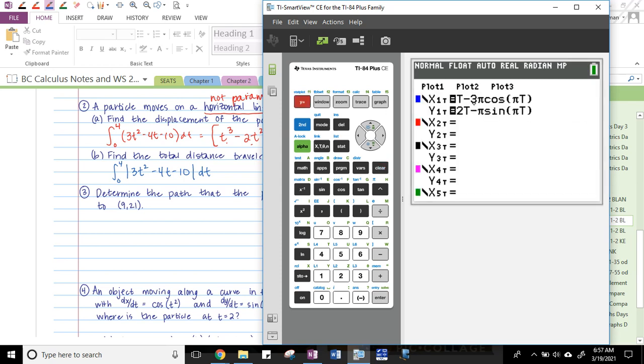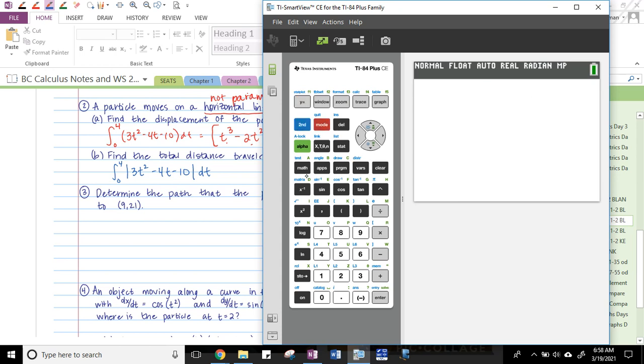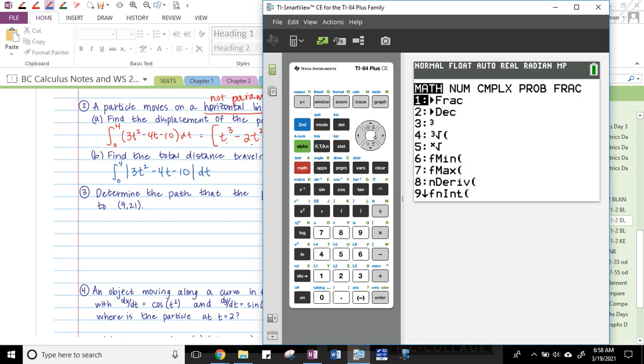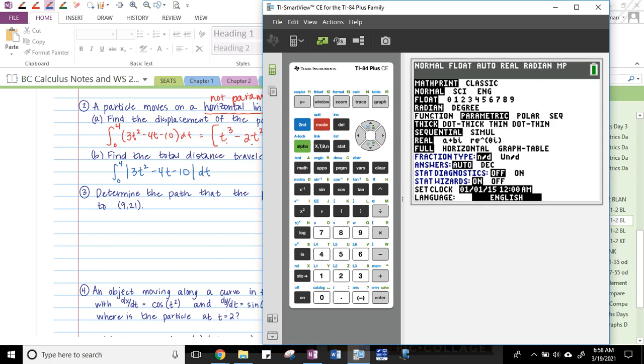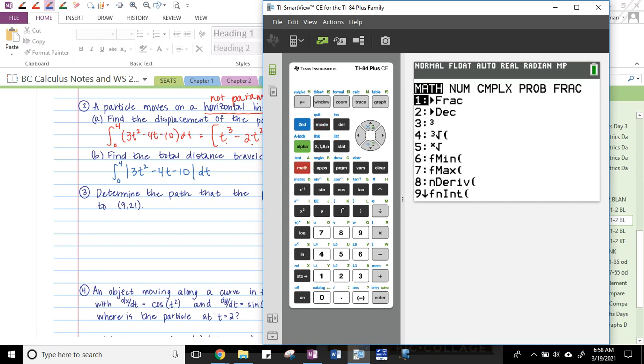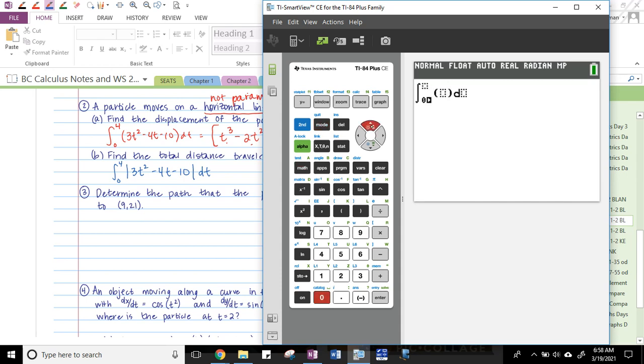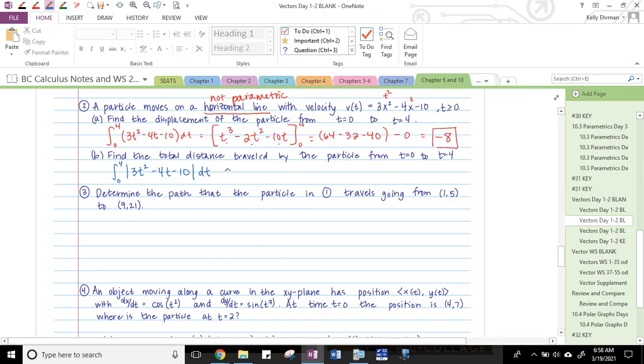Now, how do I do this? I can't be in parametric mode here if I'm going to type it into my equations. It doesn't matter if you're just doing it on your home screen, though. So if you wanted to switch modes back to function, you could, but I don't think it matters if I'm on my home screen. So I'm going to do this, and then absolute value of 3t squared minus 4t minus 10 dt. I'm getting 35.889.